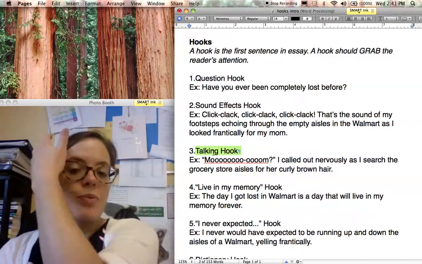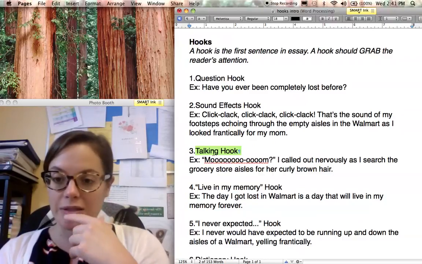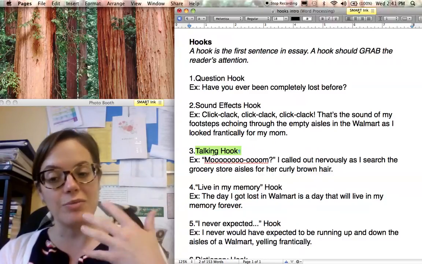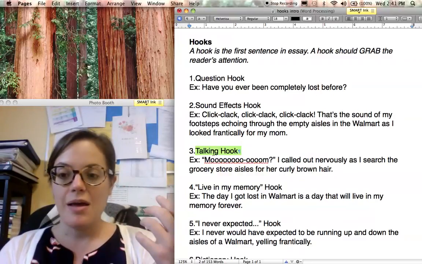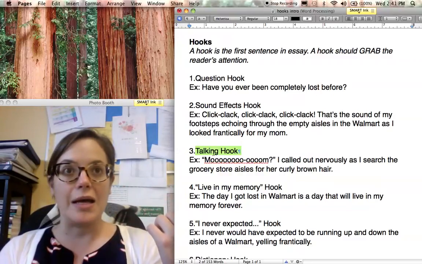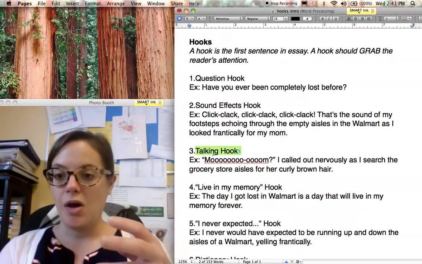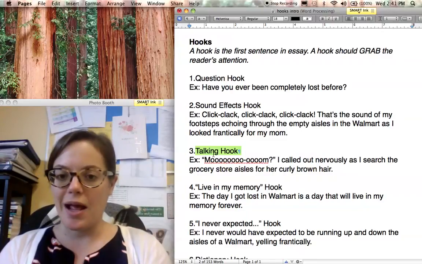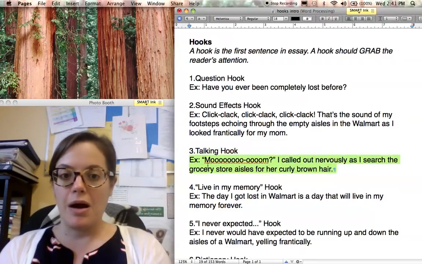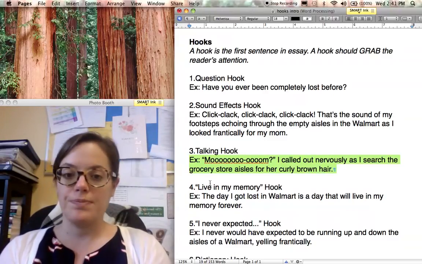Now, next one, a talking hook. This is when I start with a quote from someone, okay? Maybe if I'm going to be writing a personal narrative where I'm telling a story about myself, I can start with someone in my story talking. If I'm writing a persuasive or informative essay, maybe I'm pulling in a quote from a situation that has to do with my topic, but it's someone talking. So my example here, "Mom," I call out nervously as I search the grocery store aisles for her curly brown hair. So I start out with a quote.